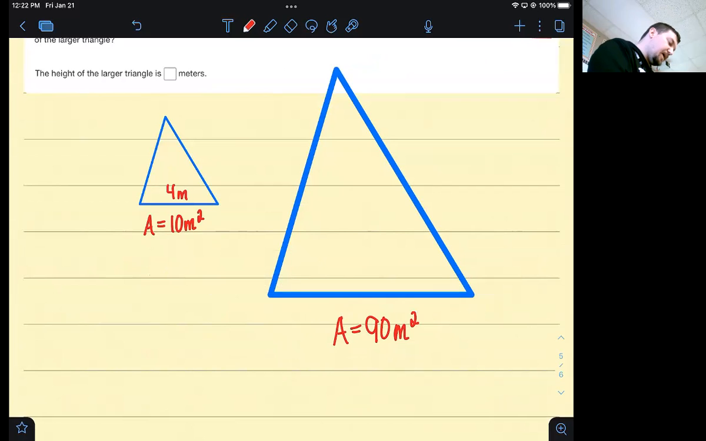So I know that the area ratio is 10 to 90. Okay, they give you both areas. What is 10 over 90 reduced to?